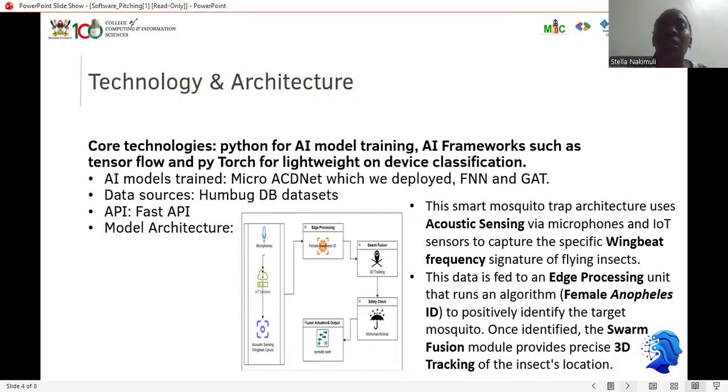For the data, we used the Hamburg DB dataset to train our models. In the Hamburg dataset, we had four folders of datasets, which included .wav files and other input datasets. So that is the technology, and below is the architecture. The flow diagram indicated here shows how our system will be working.